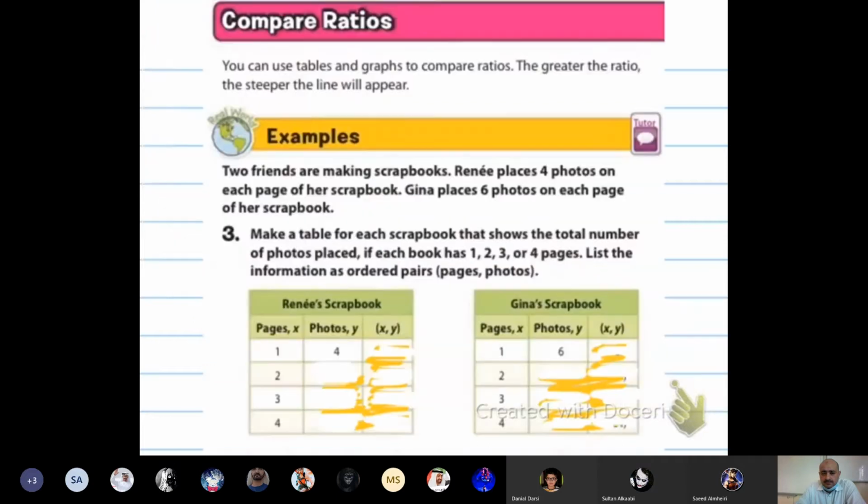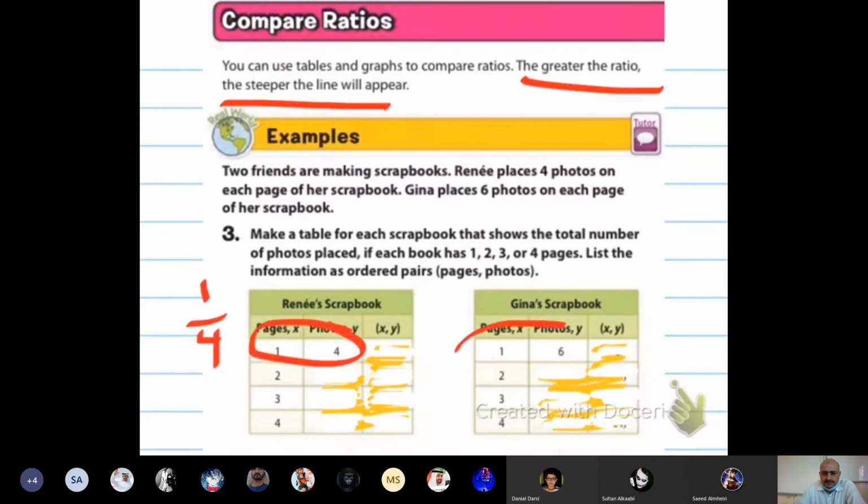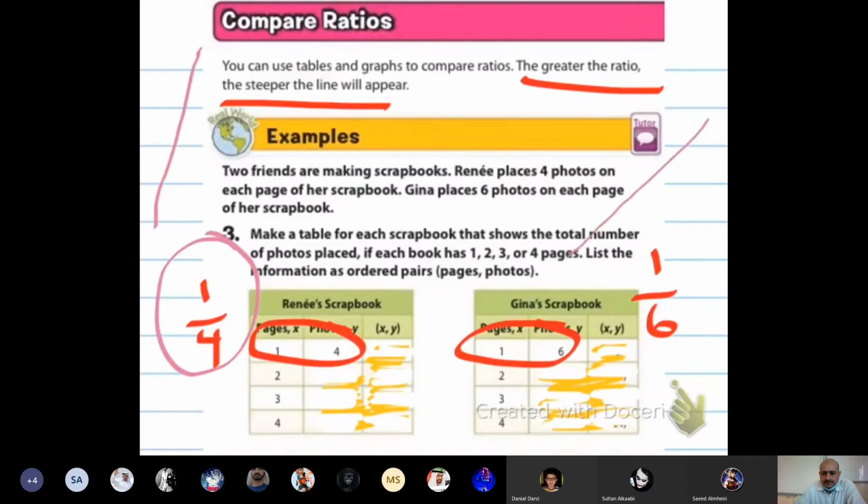All right. So the next thing that we're going to talk about is comparing ratios. You can use tables and graphs to compare ratios. The greater the ratio, the steeper the line will appear. So that's really important. The greater the ratio, the steeper the line will appear. So if it's a ratio of, let's say for this one, 1 to 4 versus a ratio of 1 to 6, 1/4 is a larger number, meaning that we're going to have a steeper line, whereas 1/6 is a smaller number, so it's going to be a less steep line.